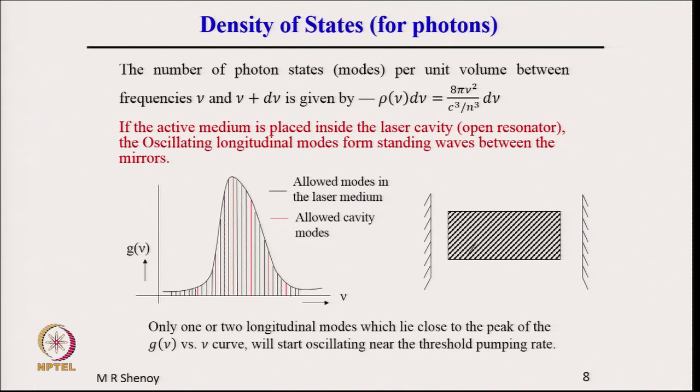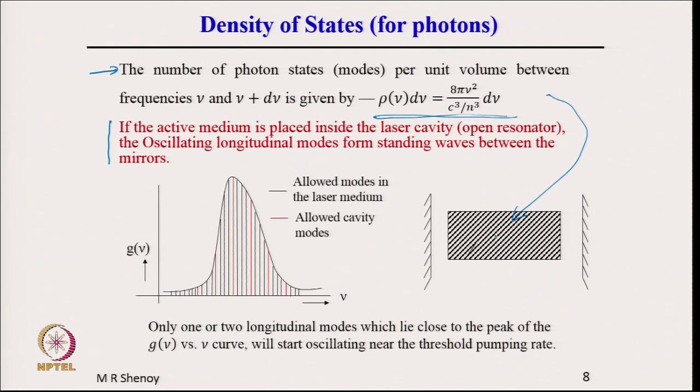So, please see this density of states for photons. The number of photon states per unit volume between frequencies nu and nu plus d nu is given by this expression. Usually we use rho of nu as the symbol for density of states. If the active medium is placed inside the laser resonator, so this is the photon states in the active medium or in the amplifying medium. So, this density of states refers to this medium.